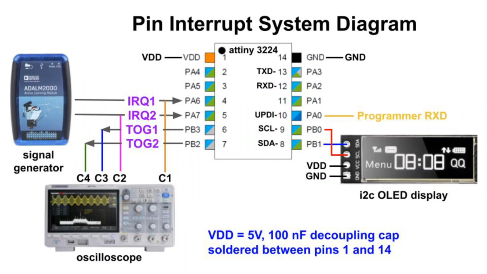Here's a diagram of the system setup. The AD-ALM2000 generates square waves on signals IRQ1 and 2. This causes the interrupts. I'll put a link below to a video on the ADALM2000. It's an interesting multifunction device. As we saw, the interrupt handler functions toggle the output on pins PB2 and PB3. We can observe all of this using an oscilloscope. Pins PB0 and 1 are the ATtiny 3224's I2C pins. They connect to the OLED display.